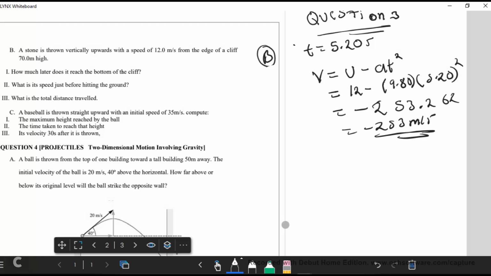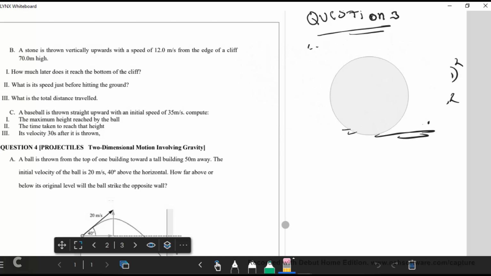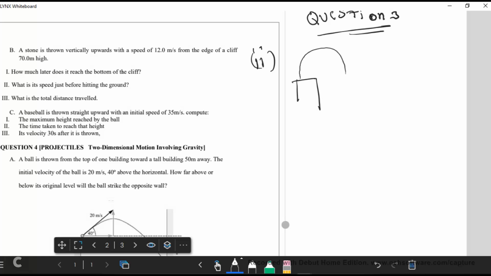Now on the last part, which is question B3. What are they asking? They're asking what's the total distance traveled. So meaning we're being asked to calculate the total displacement, right? Now I want you to look at this. When you travel like that at the final, then again you travel like this. According to the displacement, that is 0 because it has come back to the same height where it was before.